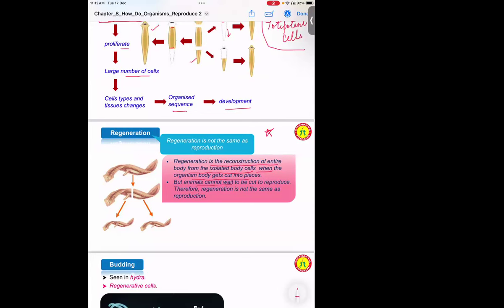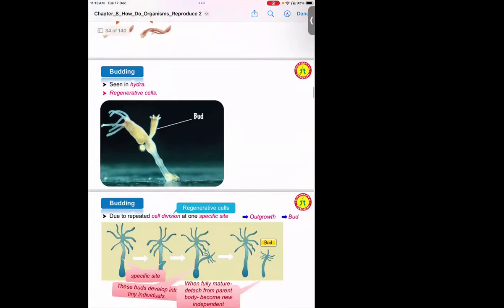But animals cannot wait to reproduce, therefore regeneration is not the same as reproduction. In simple language, in regeneration the cut part will grow into a new individual. If we have 3 cut parts, we get 3 individuals. But in reproduction, one individual will wait for the whole process to be completed, and only then will the new individual be formed. They do not wait for their whole body to be cut and then form a new individual, and they also do not have such regenerative cells to show this process. That is why both processes are not the same.